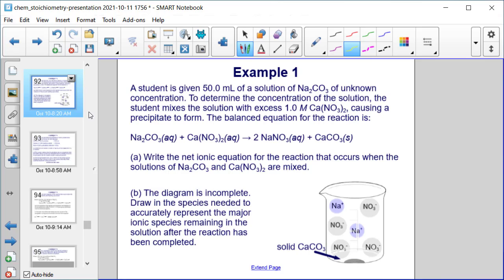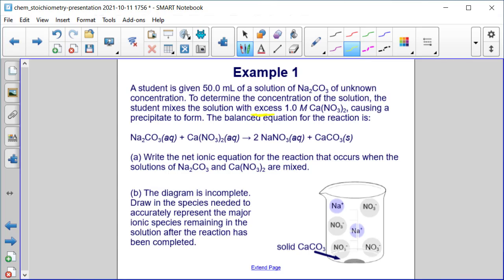Now, the thing to note is, we're missing something here, right? So we know these are our spectator ions. We know that this is the precipitate, but what's missing? So the key word in the question here is that the student mixes the solution with excess 1 molar calcium nitrate, okay? So excess means more than we need, okay? So we know that we have more of the calcium nitrate.